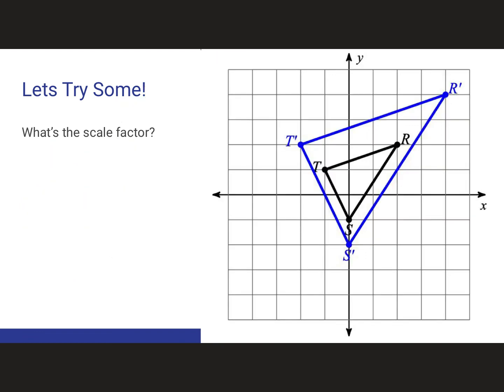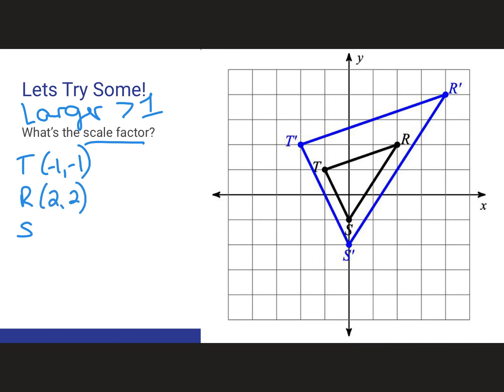Let's look at one more. Here, what's my scale factor? My image is getting larger. That means my scale factor must be greater than 1. So again, we look at where our points start. T, R, and S. Originally, T is at (-1, -1). R is at (2, 2). And S is at (0, -1).